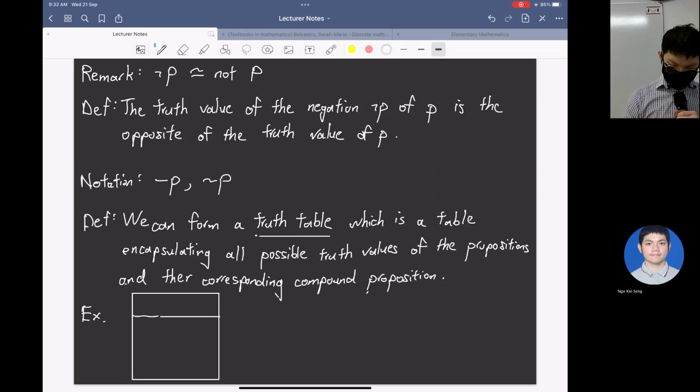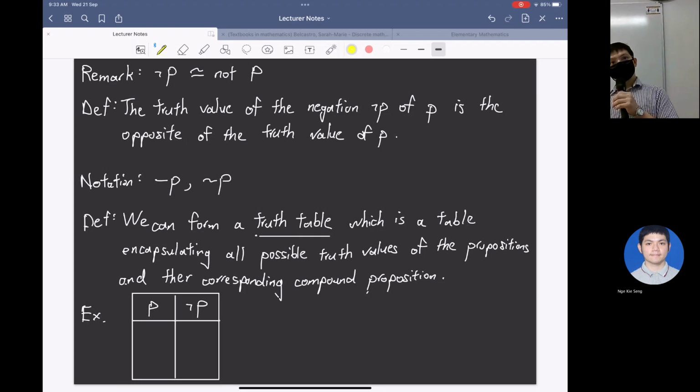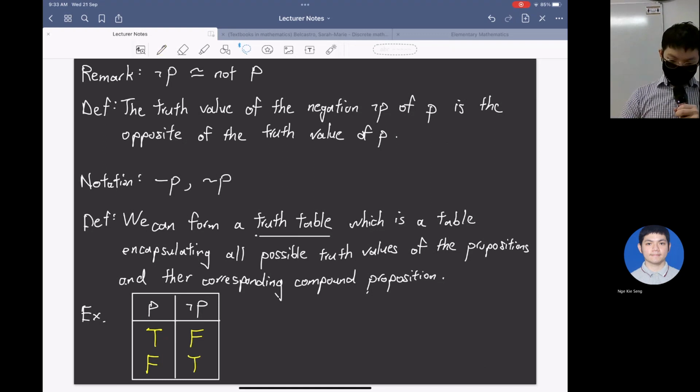For example, what do I mean by a truth table? P and not P. For P, there are two possibilities: either it is true or it is false. This is the definition, right? A proposition is a sentence that is true or false, but not both. Then you can fill in the truth values for not P. If P is true, then not P is false. If P is false, not P is true. This is also based on the definition. Everything has to be based on definition.